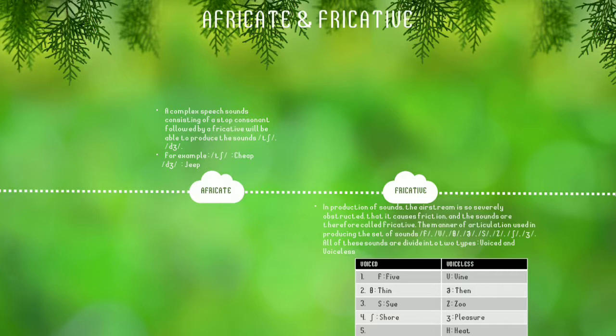All of these sounds are divided into two types, voiced and voiceless. The first is voiceless. The sounds are f, th, s, and sh. For example, th in the word thin and sh in the word shore. The second is voiced. The sounds are v, th, z, zh, and h. For example, th in the word then and zh in the word pleasure.